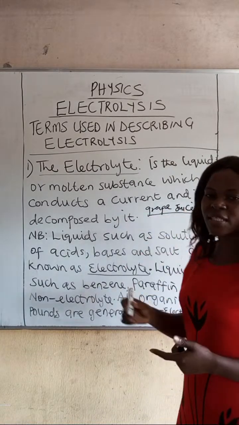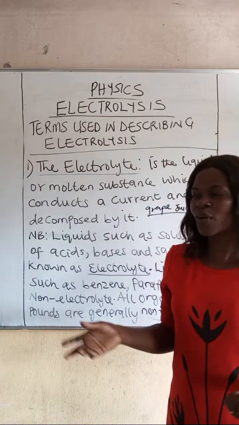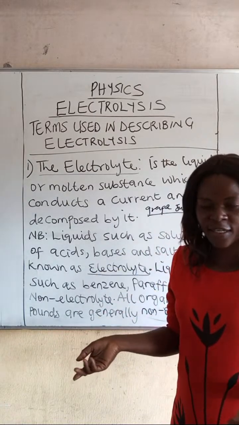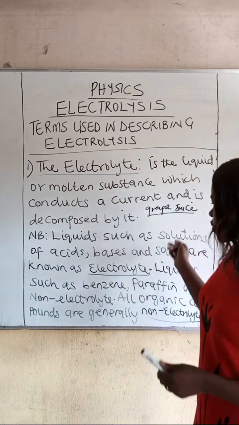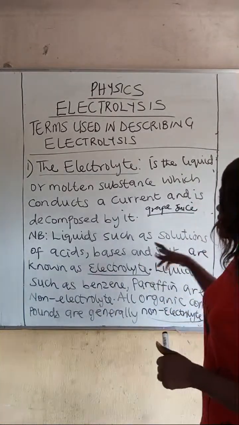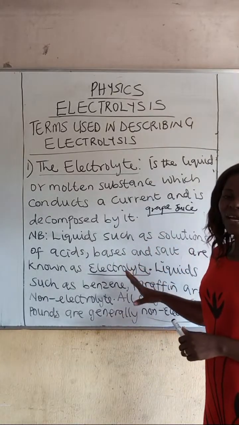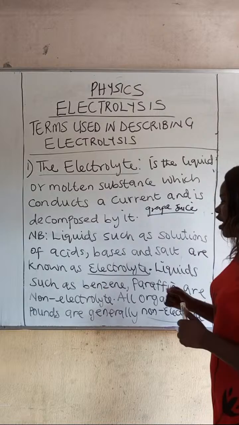Is grape juice an electrolyte? Yes, because this is what? An acid. It's a solution of what? An acid. So that is how they can ask you such a question. Okay? Now, bases and salt. Any solution of it is classified as an electrolyte.